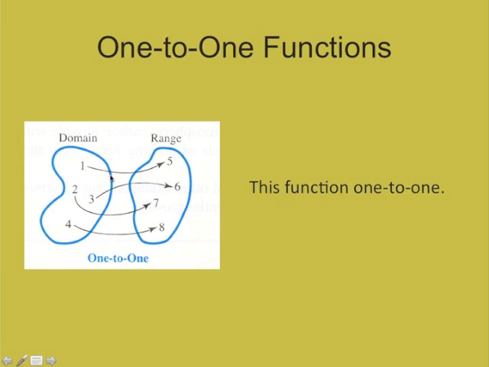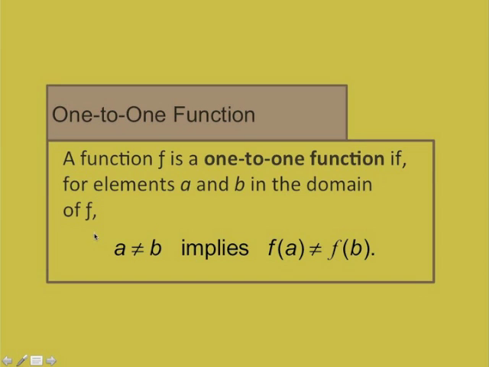This would be one-to-one. Each single number in the domain corresponds with a single number in the range. This is a one-to-one function. Another thing that's true, if you have a one-to-one function and you have a and b that are in the domain of f, if a does not equal b, then f of a cannot equal f of b.